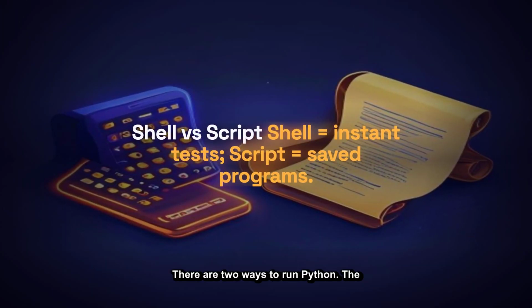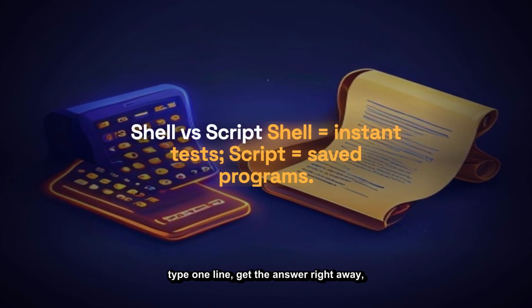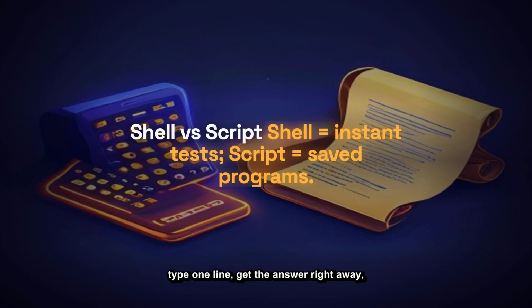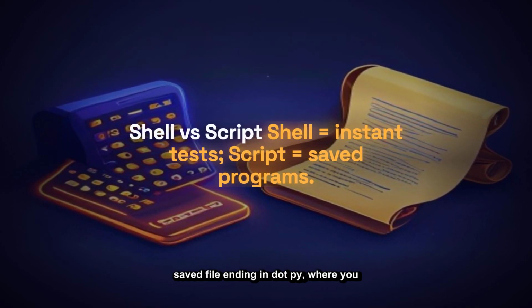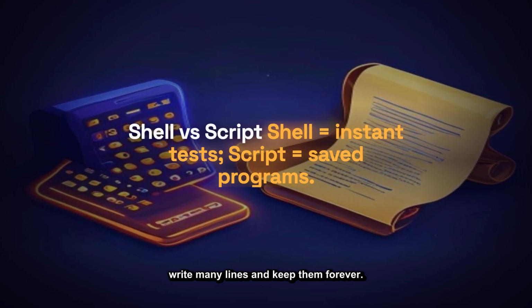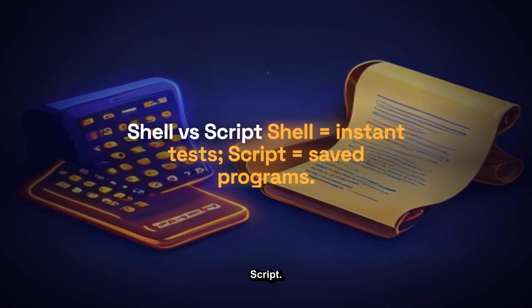There are two ways to run Python. The interactive shell is like a calculator, type one line, get the answer right away, perfect for quick tests. A script is a saved file ending in .py, where you write many lines and keep them forever. Quick experiment, shell. Real program, script.